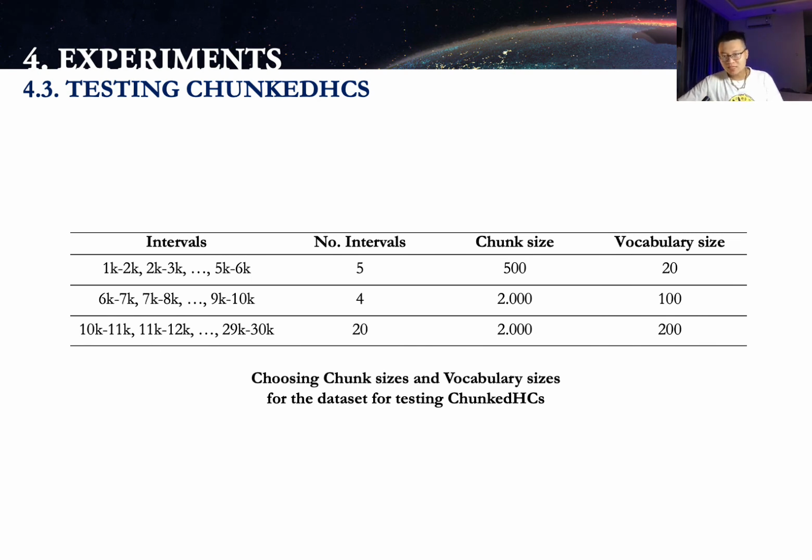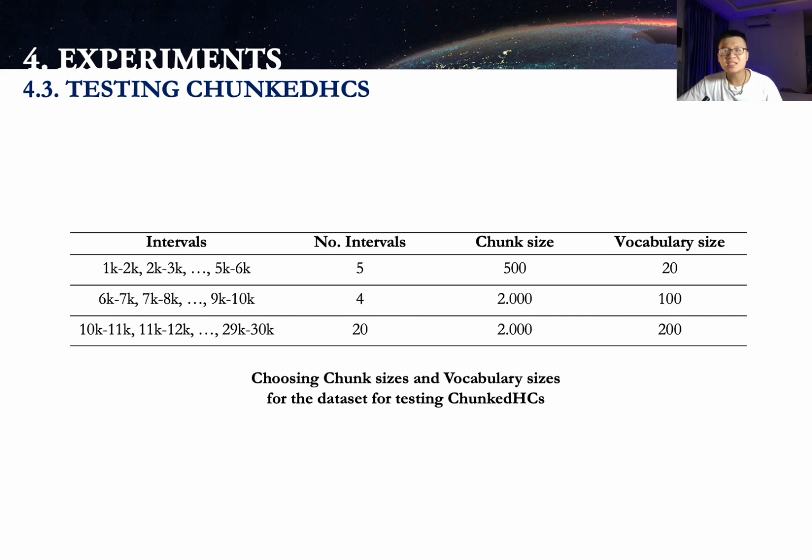Now we talk about testing. From surveying ChunkedHC, we now know the combinations of chunk size and vocabulary size for the highest AUC score. This section is testing the algorithm by using those selected choices of chunk size and vocabulary size from the previous section, for text ranging from between 1 and 2,000 characters to between 29,000 and 30,000 characters.